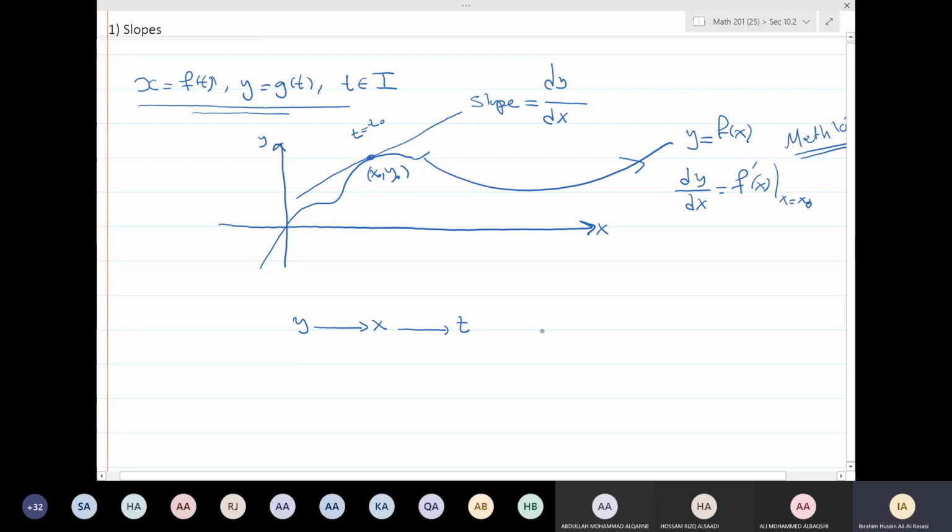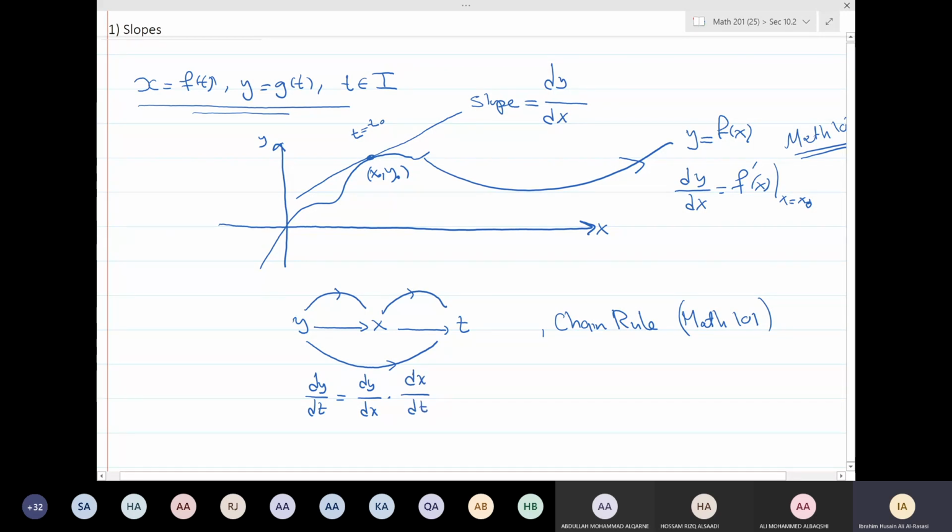Now we apply the chain rule from Math 101. So find the derivative of y with respect to t. What is dy/dt? By the chain rule, you find the derivative of y with respect to x first, dy/dx, then the derivative of x with respect to t, times dx/dt.